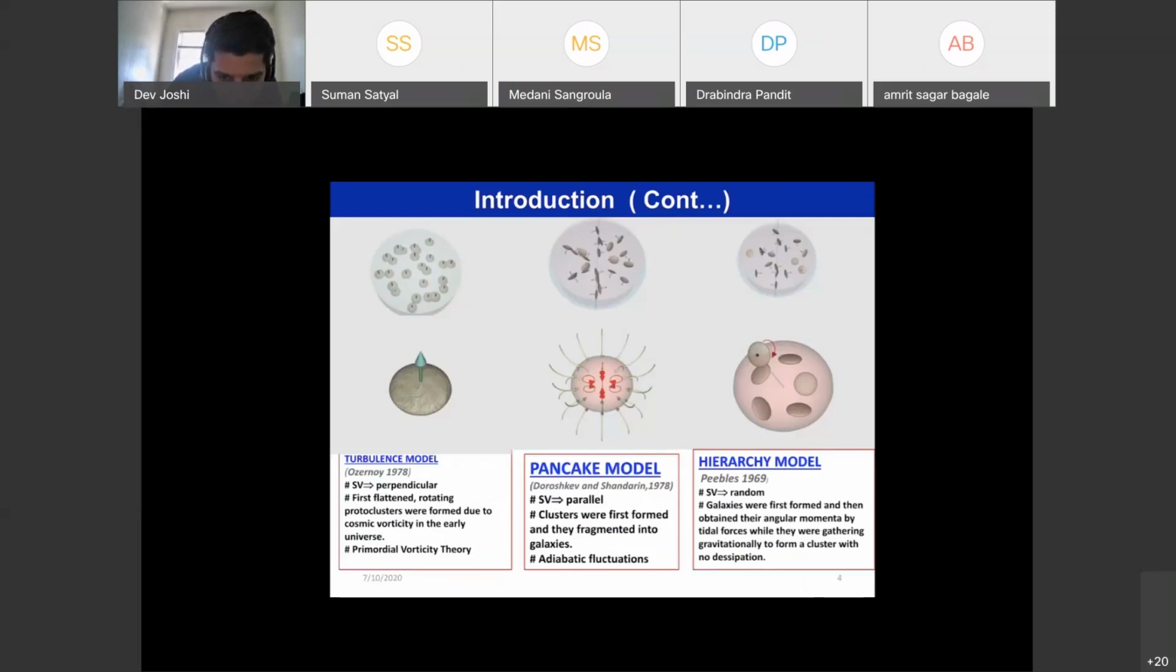Turbulence model. This model was proposed by Ozernoy in 1978. In this model, spin vectors of galaxies are perpendicular. In this model, first flattened, rotating protoclusters form due to cosmic vorticity in the early universe.